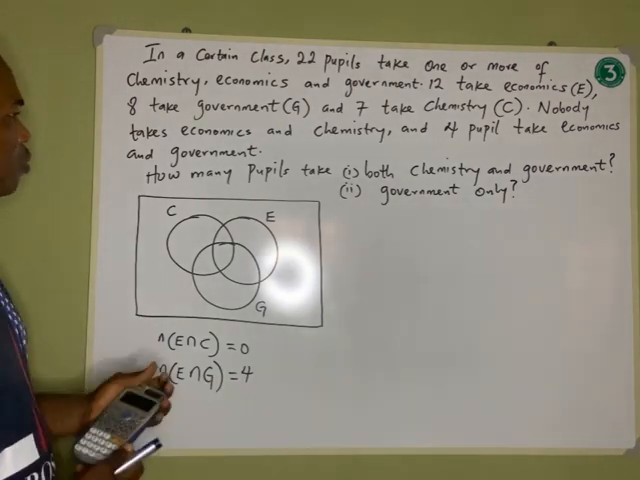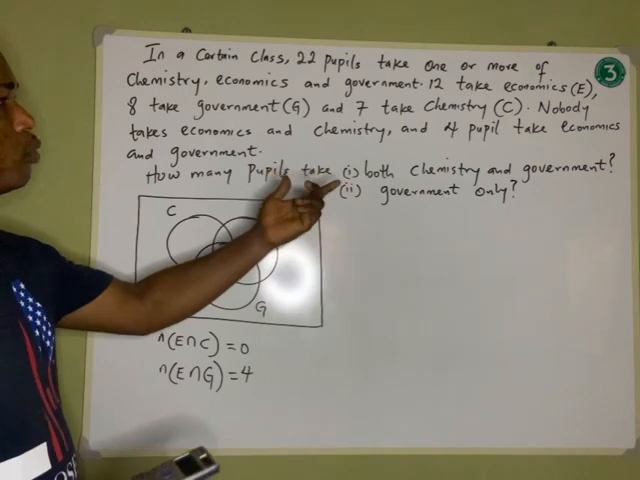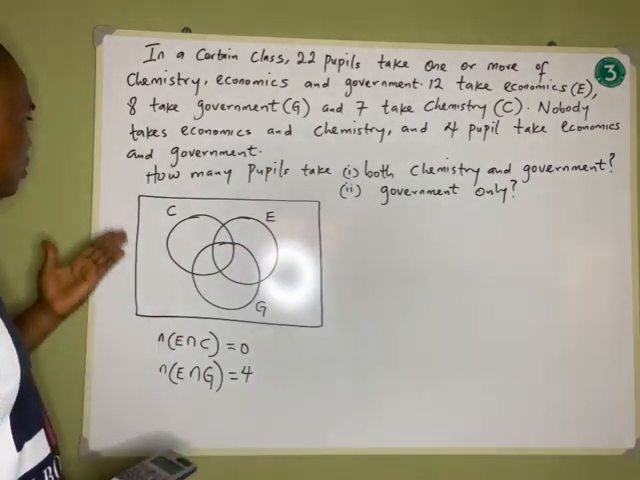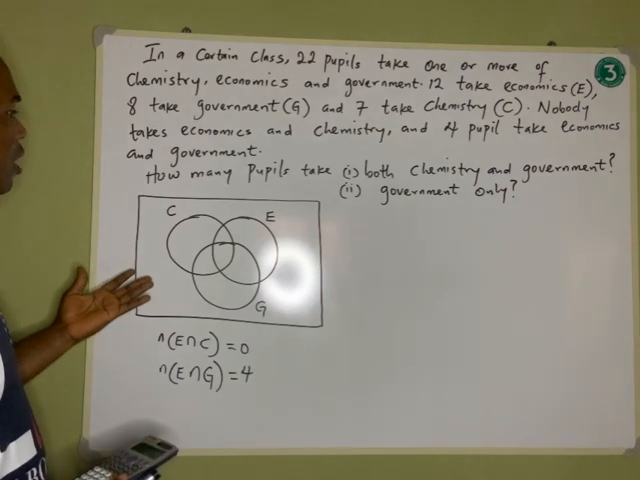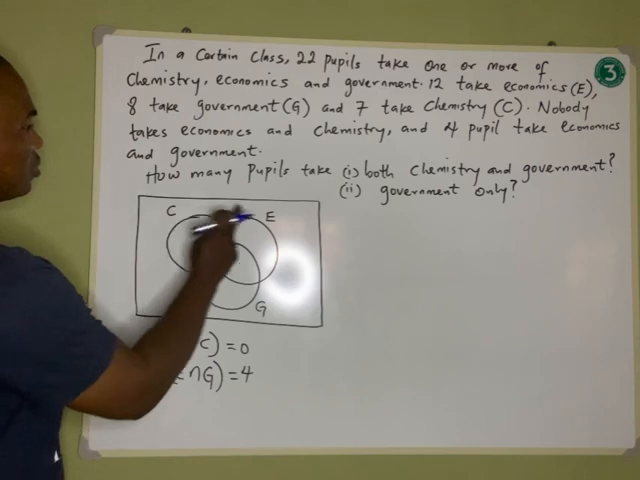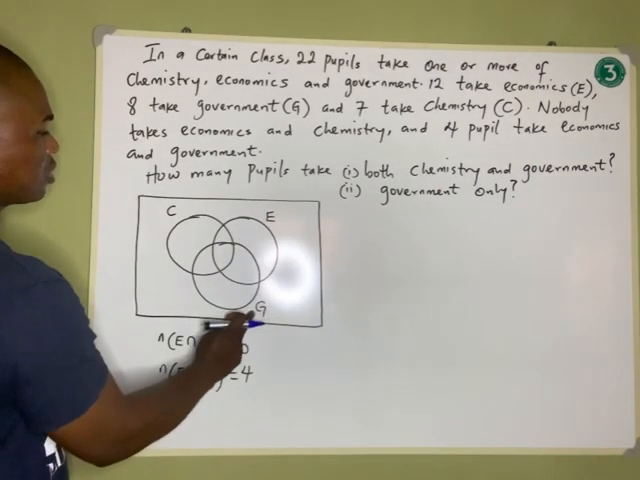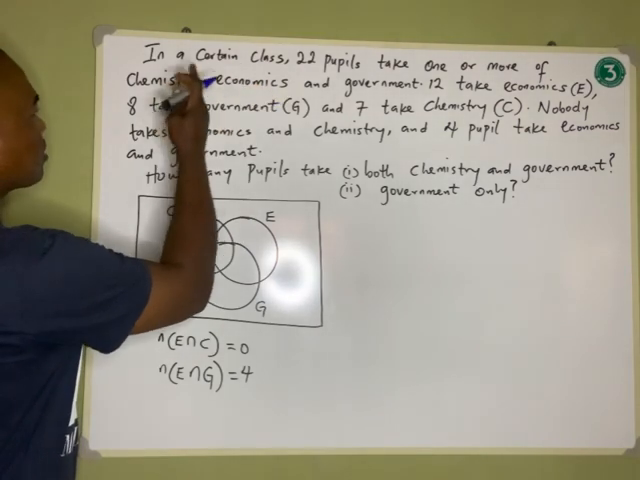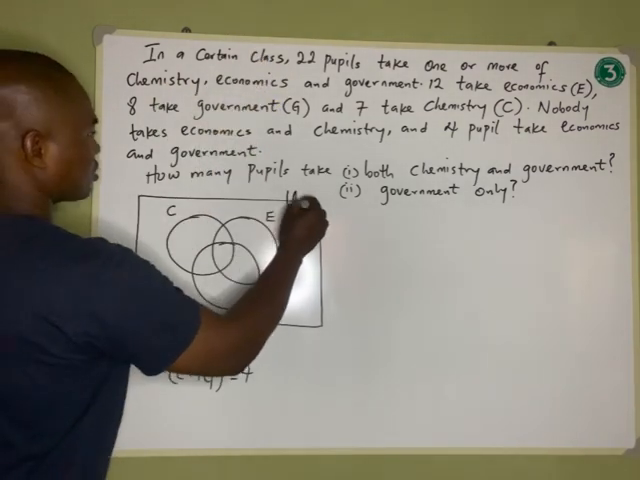Now, let's go back to the question. How many pupils take both chemistry and government, so, government only? Now, to save time, I've drawn the Venn diagram. This is what we call a Venn diagram. This represents the pupils that take chemistry, the pupils that take economics, and the pupils that take government. In the question, they said 22 pupils in a certain class, that is our universal set, so the universal here is going to be 22.